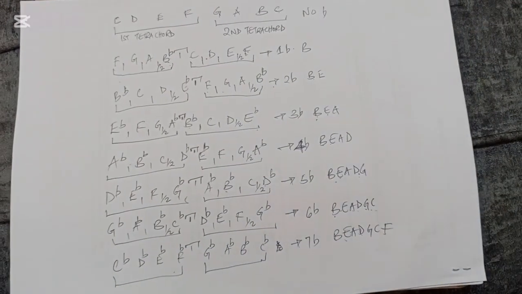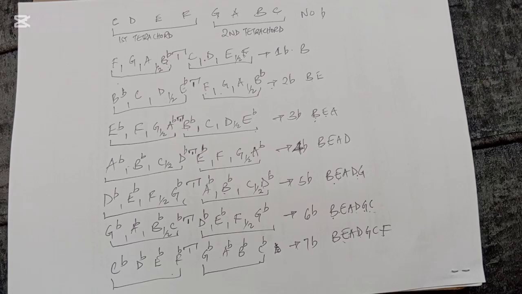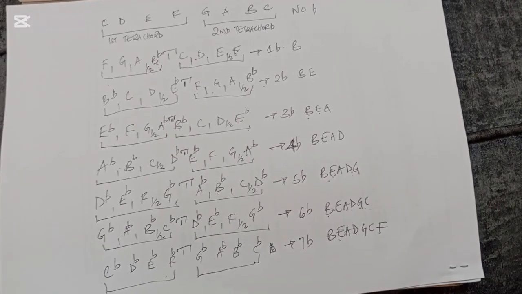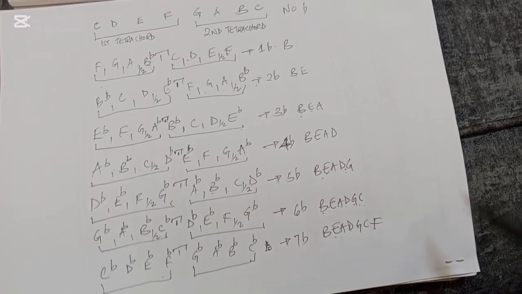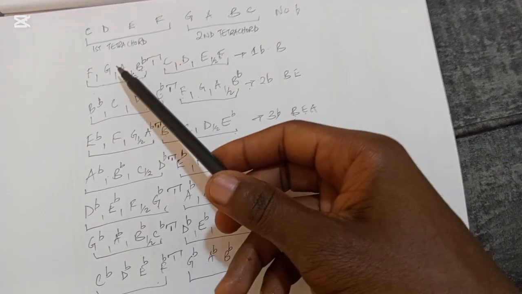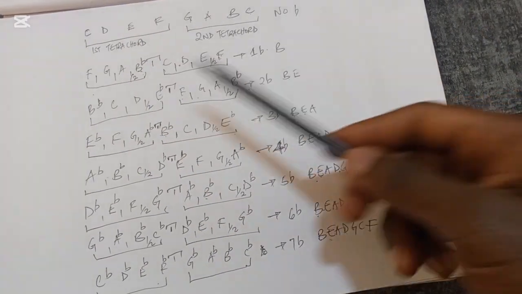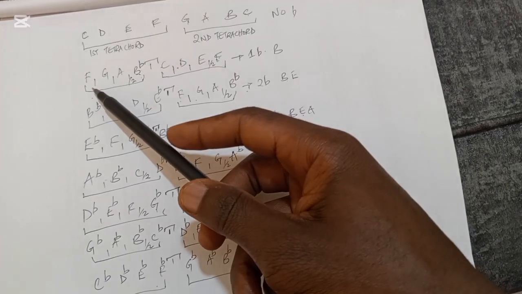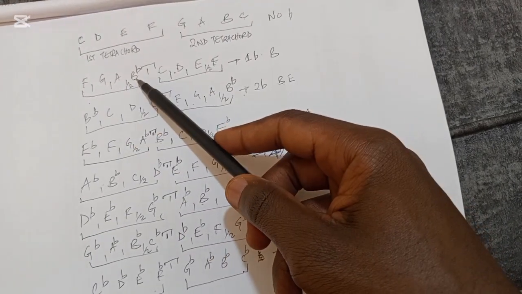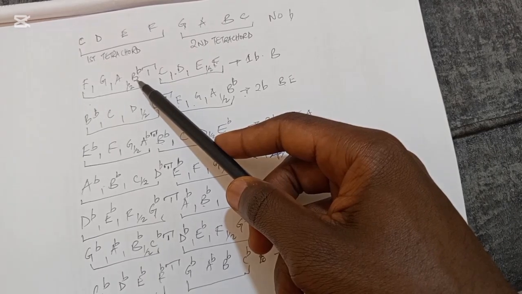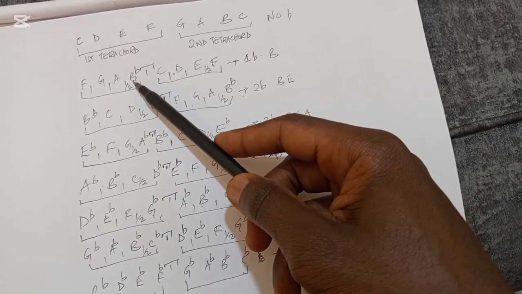So in this case, for major scales with flats, you will find that the last one to be flattened is on the fourth degree of the scale. So if you have the key of F major, B flat will be on the fourth degree of the scale. That one is the last one to be flattened.